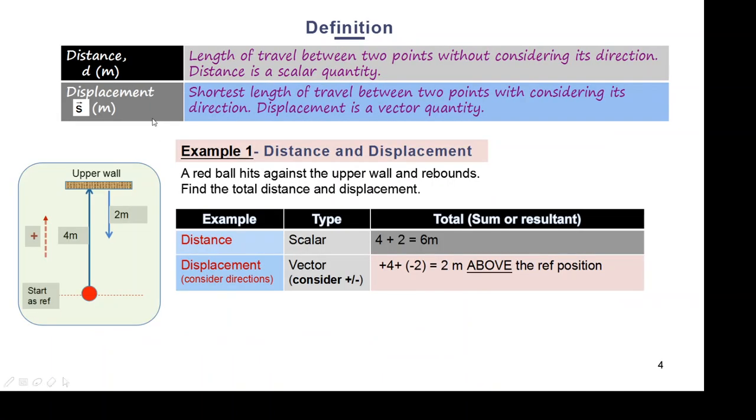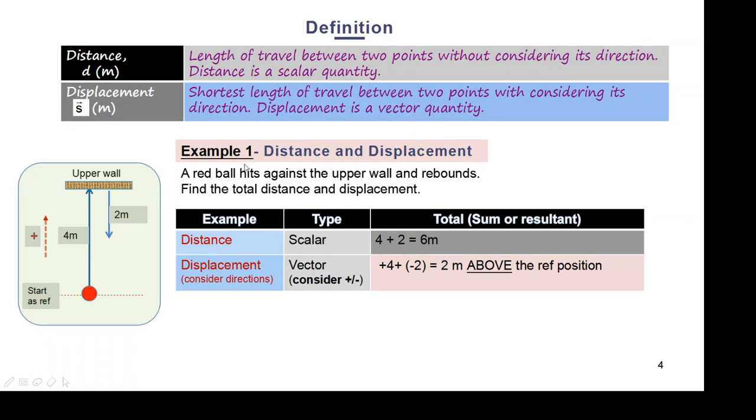Distance is a scalar length and vector length is displacement. So look at the definition of distance. Distance is the length of travel between 2 points without considering its directions. Distance is a scalar quantity. Displacement is the shortest length of travel between 2 points with consideration of a direction. Displacement is a vector quantity.